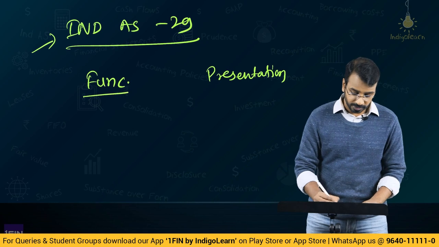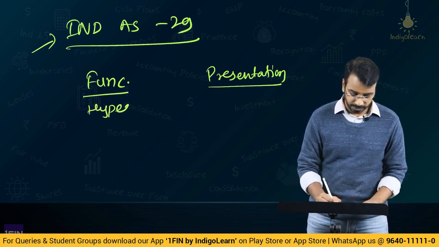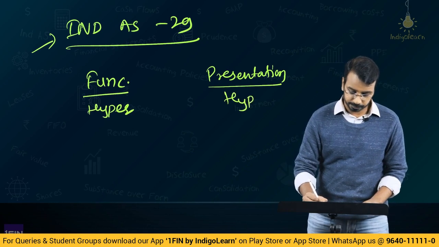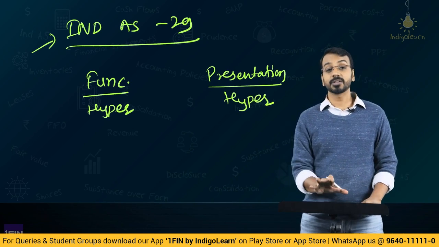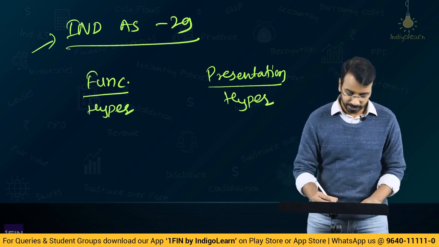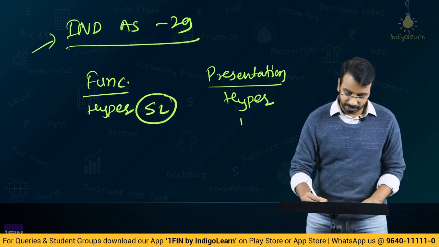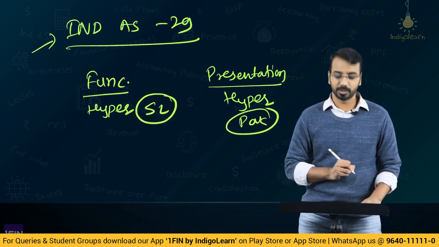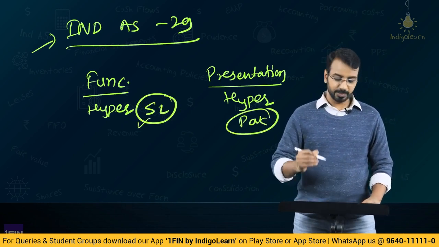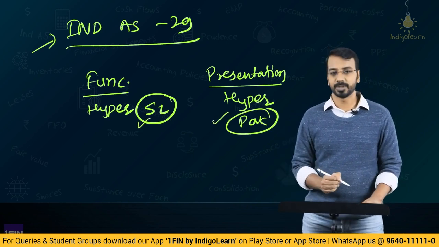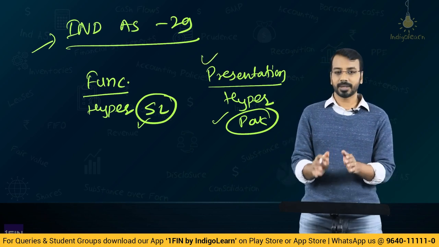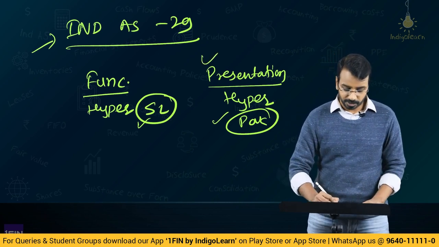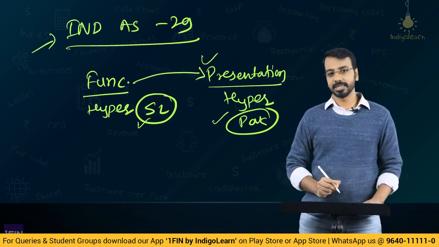But what if the functional currency and the presentation currency are both currencies of hyperinflationary economies? They will be different currencies, but both of them are hyperinflationary. For example, you have Sri Lanka here and you have Pakistan here. I am just giving an example. So, you have Sri Lanka hyperinflationary and Pakistan hyperinflationary economy. Now, if the presentation currency is the Pakistani rupee, you have to translate this from functional to presentation.